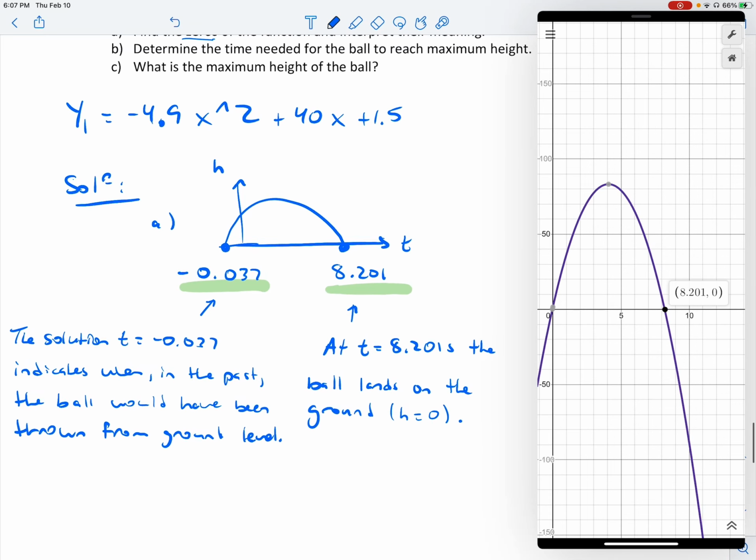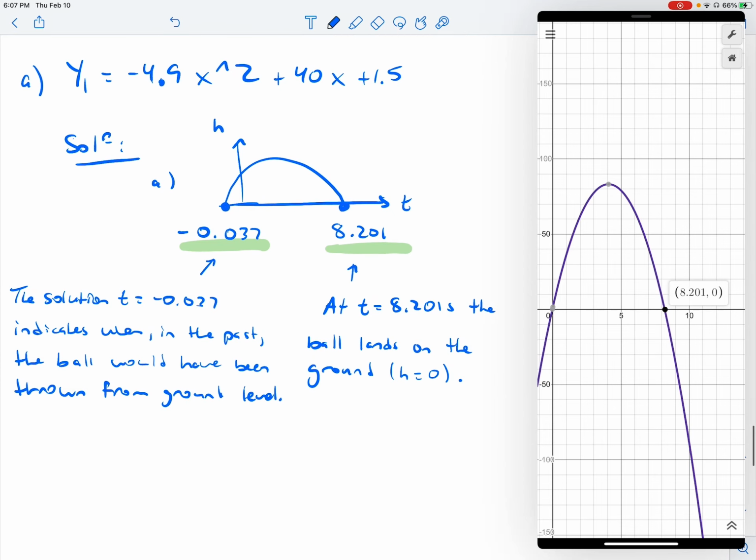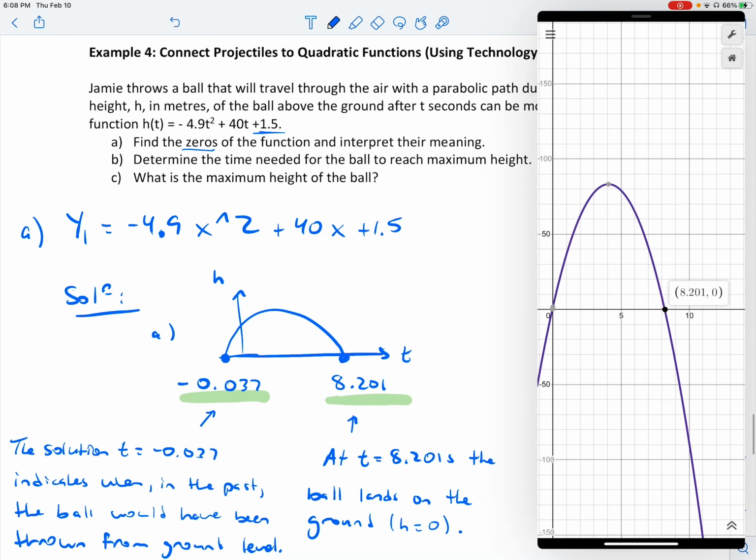Okay, part B. So that was part A. Now part B. Determine the time needed for the ball to reach maximum height. We can get that straight from the graph. I'm looking at the x value, 4.082. So 4.082, comma, 83.133. This x coordinate is actually a time coordinate. That one's written first. So we can see at time 4.082 seconds, the ball is at the maximum height.